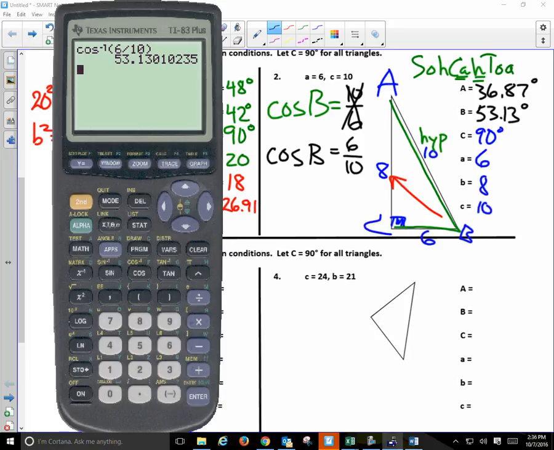Everything on the left side, you'll have to use sine or cosine inverse. Everything on the right side, you'll use sine, cosine, or tangent. I'm ready to help you. Go be mathematicians. Answer keys up.